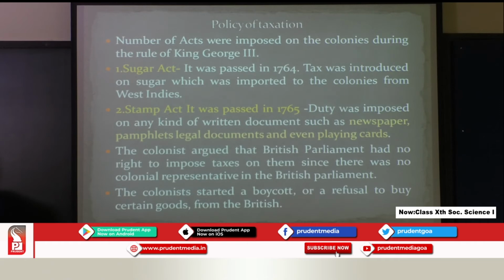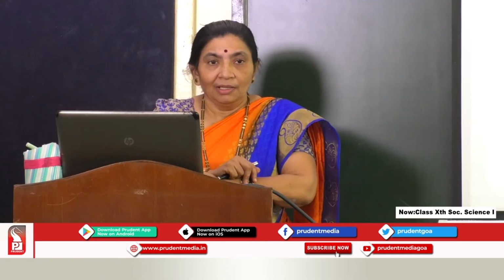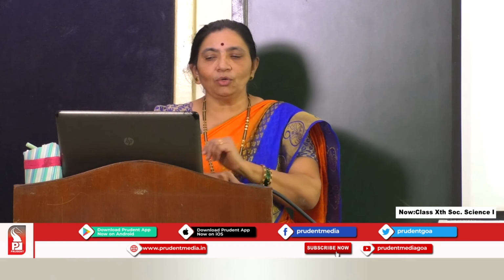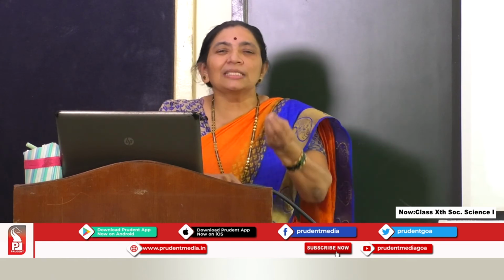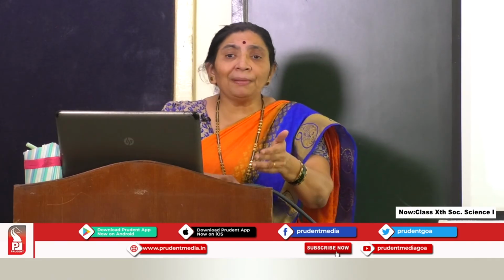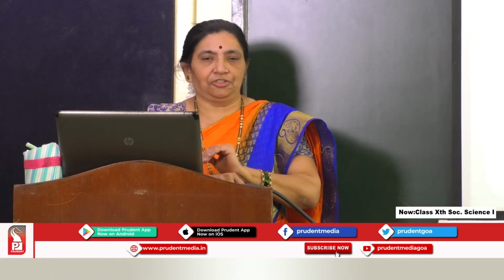Second act was the Stamp Act. Very interesting, students. This was passed the very next year, that is in 1765. 1764 Sugar Act, 1765 Stamp Act. Now what was this Stamp Act? Here the duty was imposed on any kind of written document. For example, newspapers, pamphlets, legal documents, and even, students, a simple thing like playing cards, which you are allowed to play. Even on the playing cards, the Stamp Act was introduced.